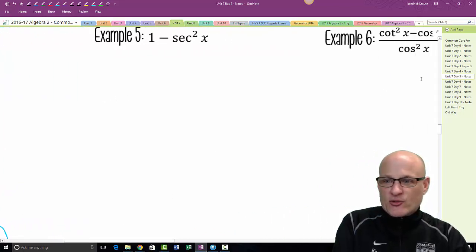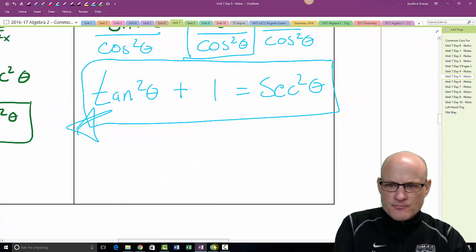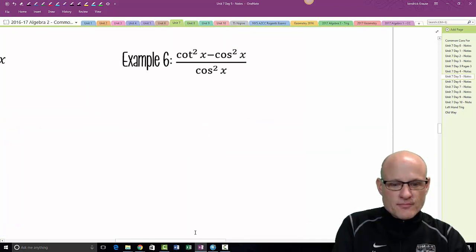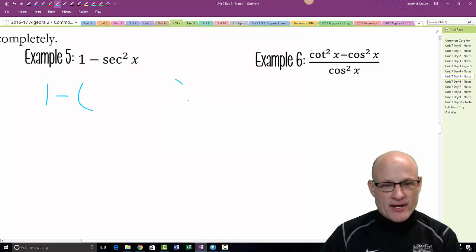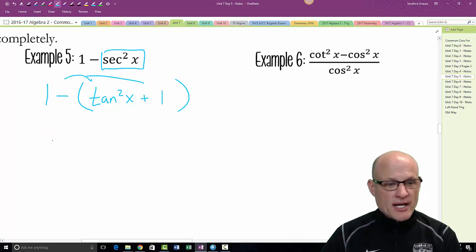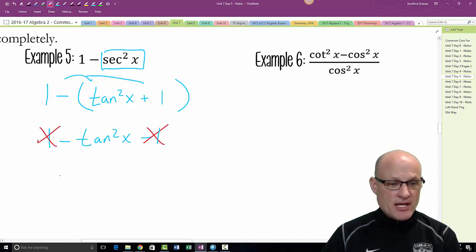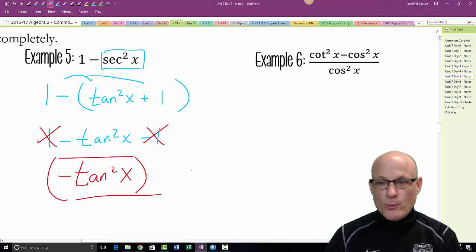Well then, let's look at this problem. 1 minus secant squared x. What did you say secant squared x was earlier? Didn't we have something for secant squared x? I think we do. Secant squared x is really tangent squared x plus 1. Okay, so let's see how we're going to do this one. This is 1 minus. Now, I'm going to replace this with a binomial, so I've got to put it in parentheses: tangent squared x plus 1. All right, so let's distribute the negative. I get 1 minus tangent squared x minus 1. The minus 1's cancel, and I'm left with negative tangent squared x.